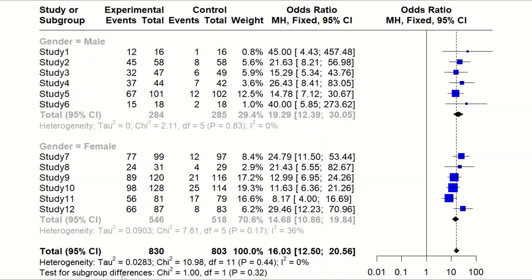And a test of subgroup difference is also given here. So this is the essence of performing subgroup meta-analysis: to section the data or results from studies based on a factor, which is gender here.